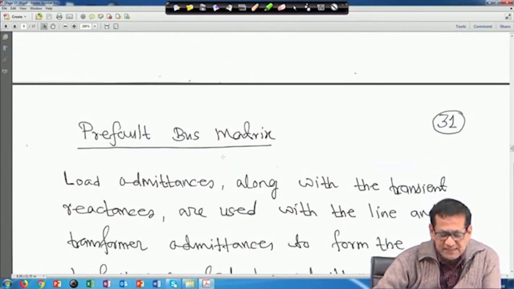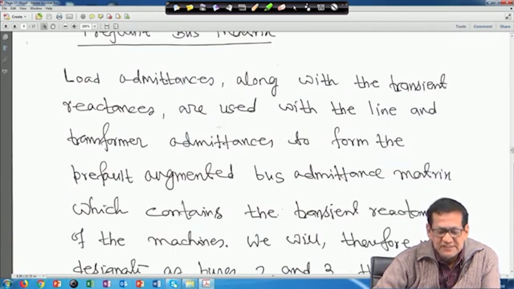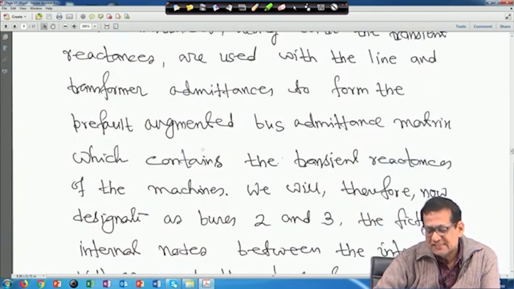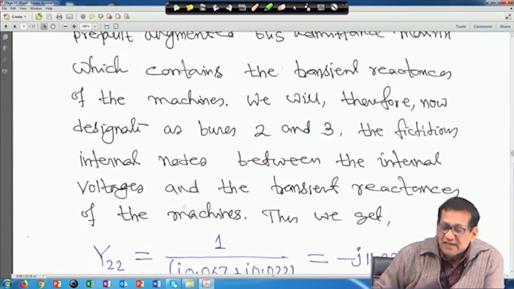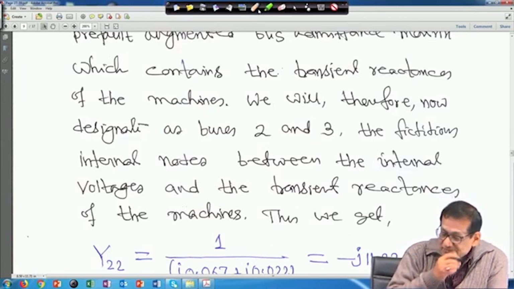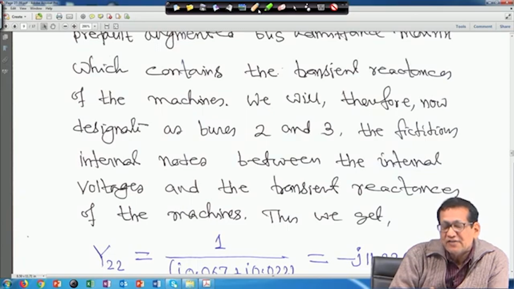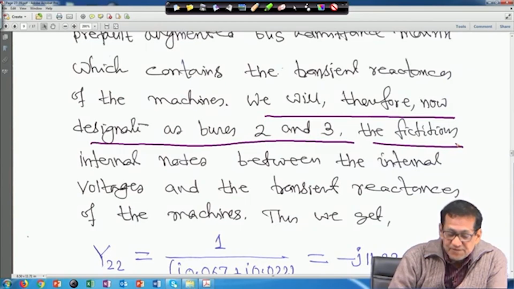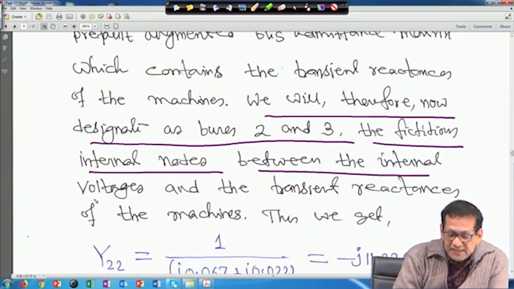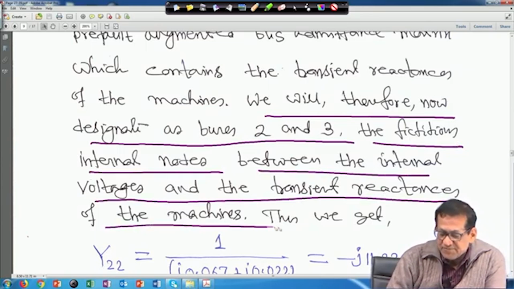Now the pre-fault bus matrix. Load admittances along with the transient reactances are used with the tie line and transformer admittances to form the pre-fault augmented bus admittance matrix, which contains the transient reactances of the machine. We will therefore now designate as bus 2 and 3 the fictitious internal nodes between the internal voltages and the transient reactances of the machine.